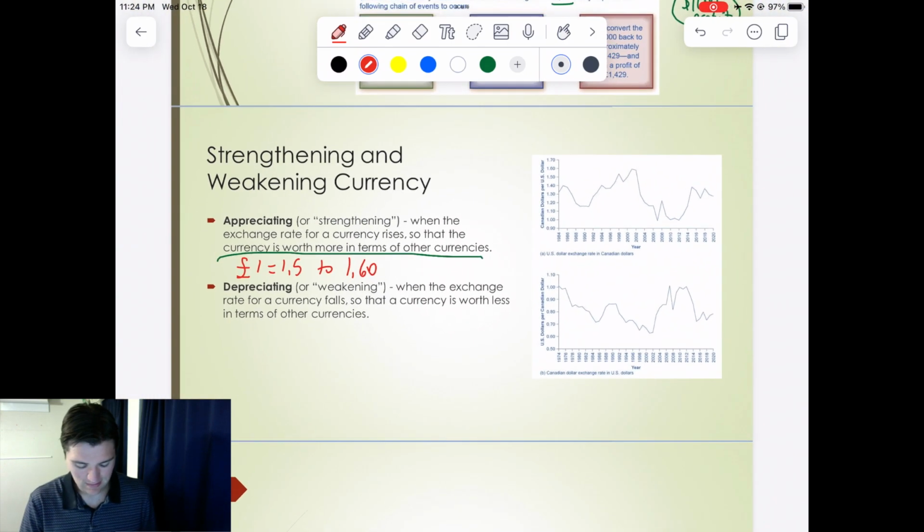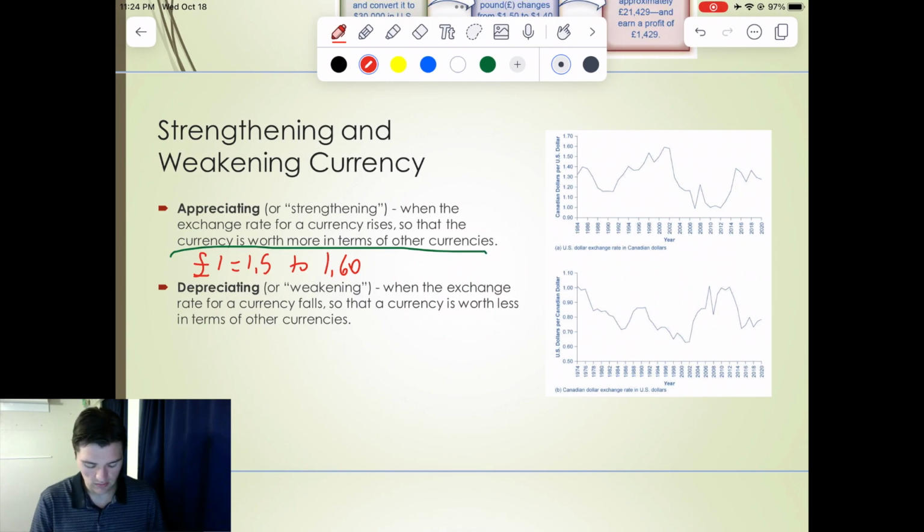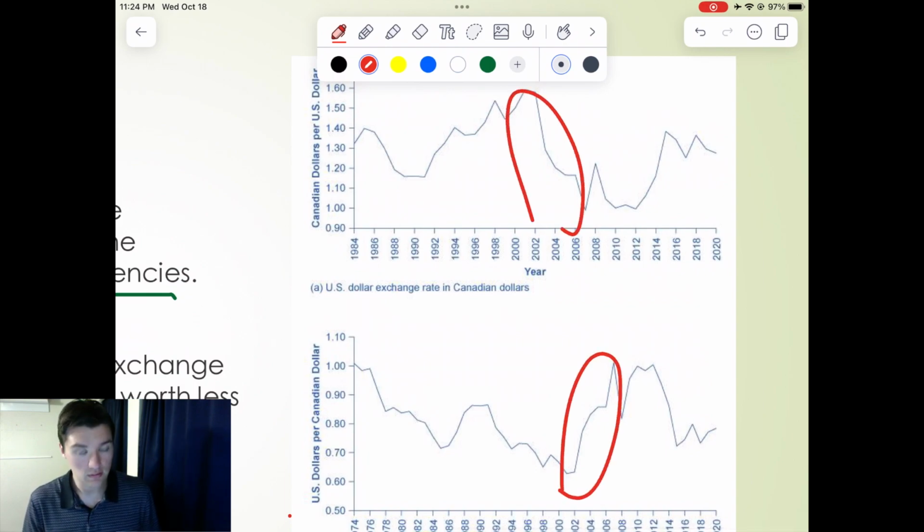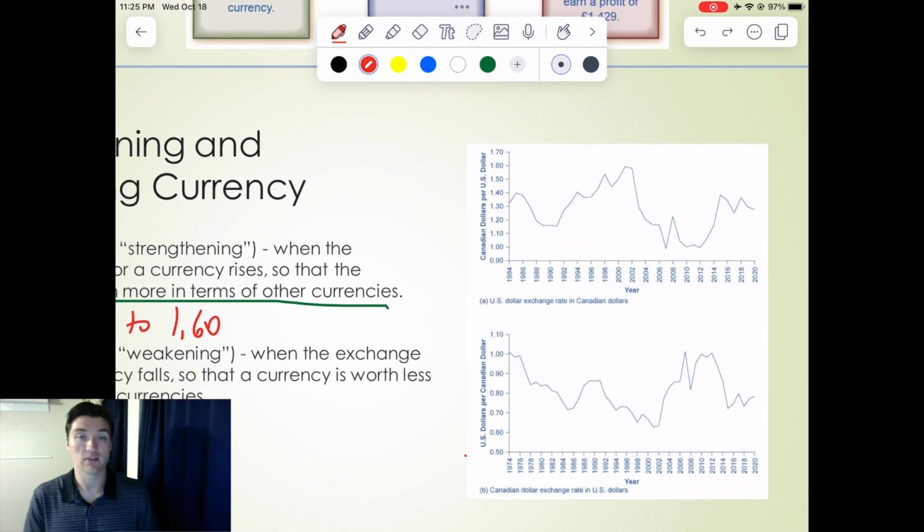When a currency is depreciating, this is when the exchange rate for the currency falls so that a currency is worth less in terms of the other currency. So this is where it's actually going the other way. As you can see here, when one currency appreciates and the other depreciates, they closely move with one another. Whenever this is going down, we also experience times when it's increasing. So they are pretty closely related if we're talking about the Canadian dollar and the US dollar. They move in opposite directions. One appreciates, the other depreciates. That's what we're going to find here.